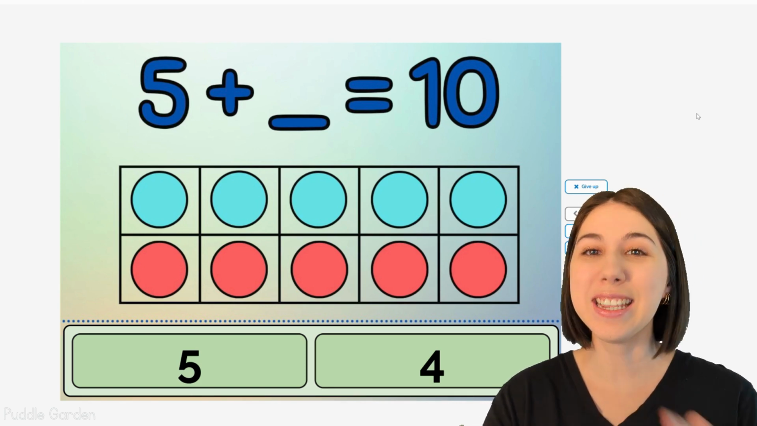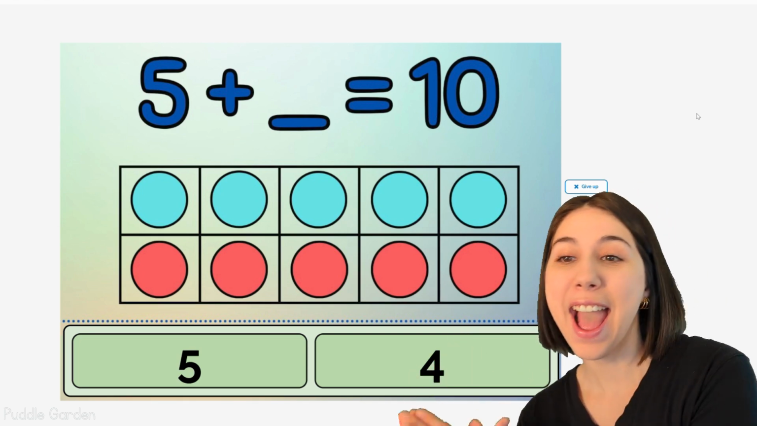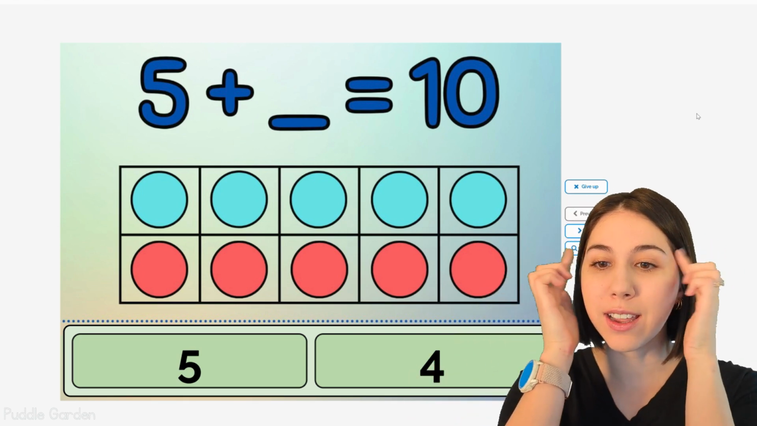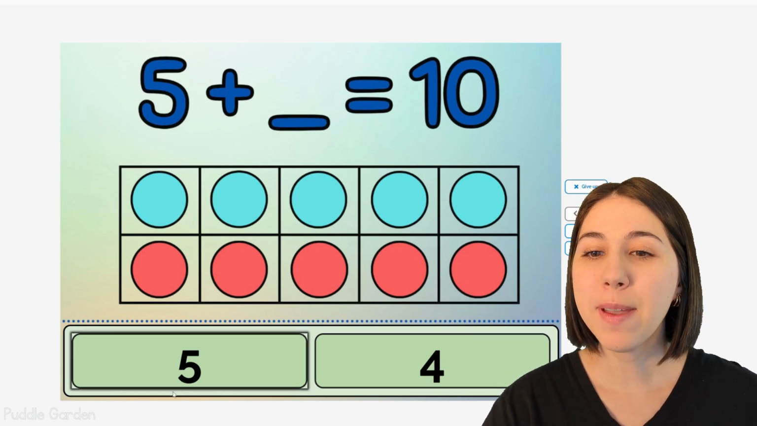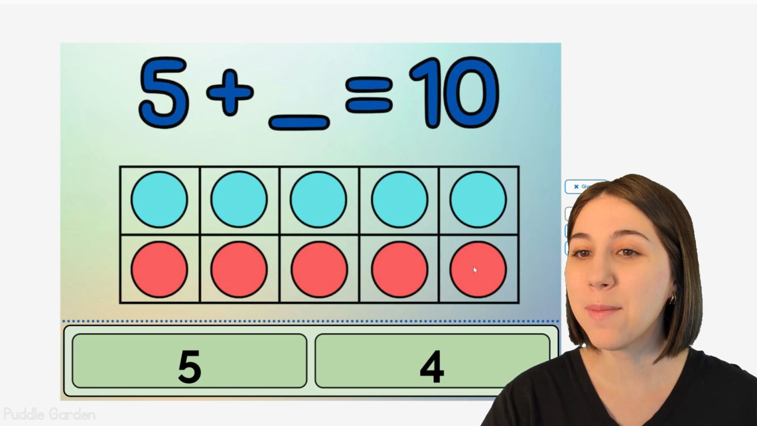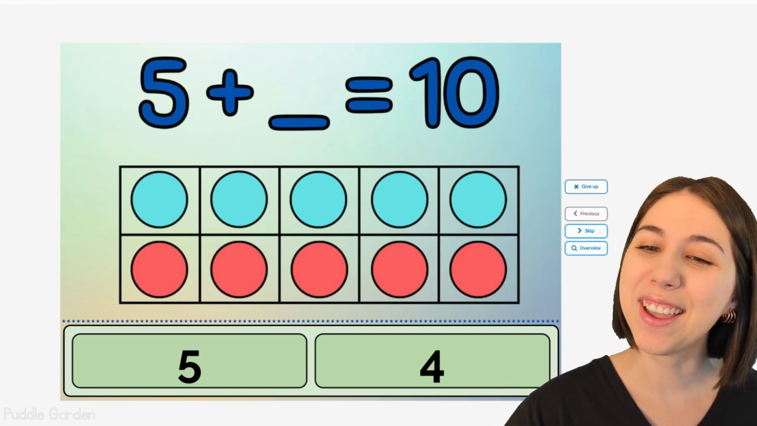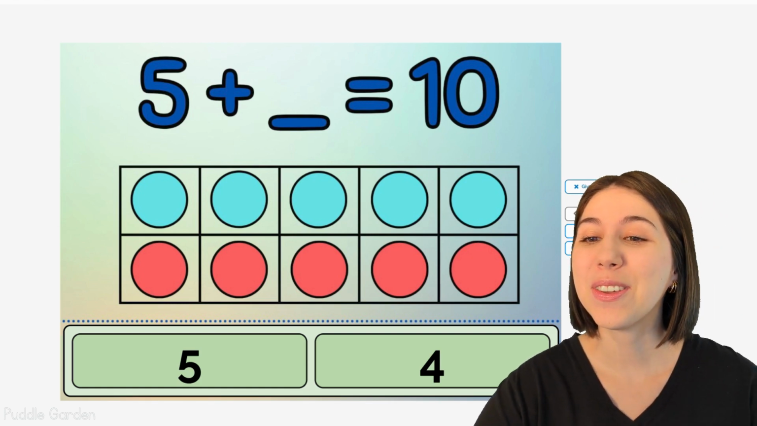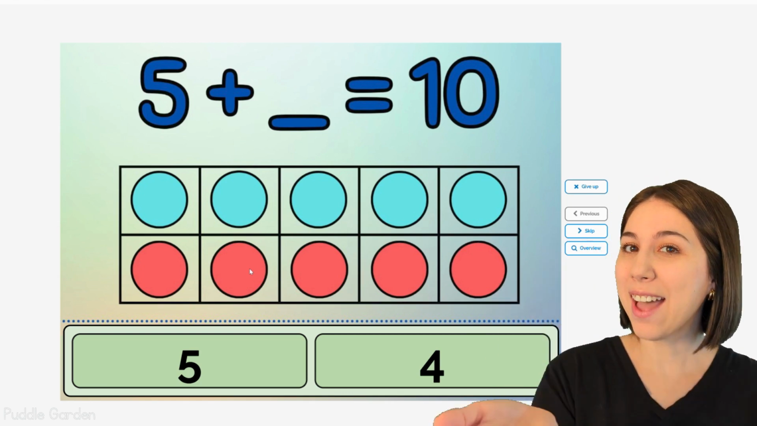Ooh, this one is in half. We have half blue and half red. Remember that trick? What's half of a tens frame? How many reds do we have on our tens frame? I'll give you about 5 seconds to figure it out. 5, 4, 3, 2, and 1. How many reds do we have?